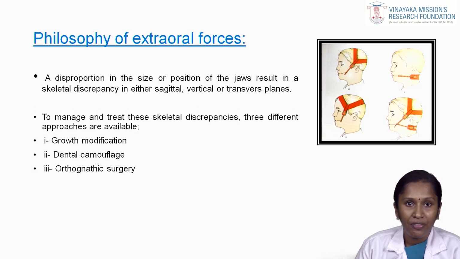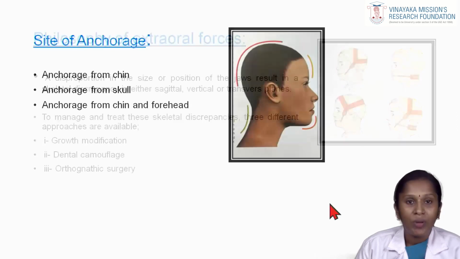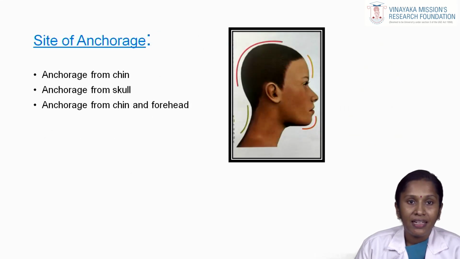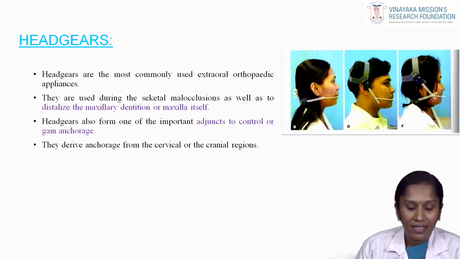The goal of growth modification is to alter the unacceptable skeletal relationship by modifying the patient's remaining facial growth to favorably change the size or position of the jaws. Orthopedic appliances are among the appliances used to modify the growth of the maxilla or mandible. Coming to the site of anchorage, we can take anchorage from the chin, from the skull, and also from the chin and foregut. Coming to headgears, headgears are the most commonly used extraoral orthopedic appliances.